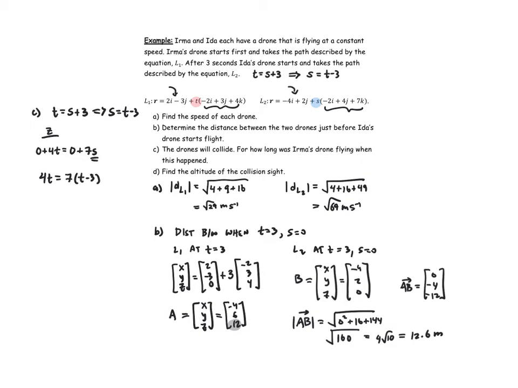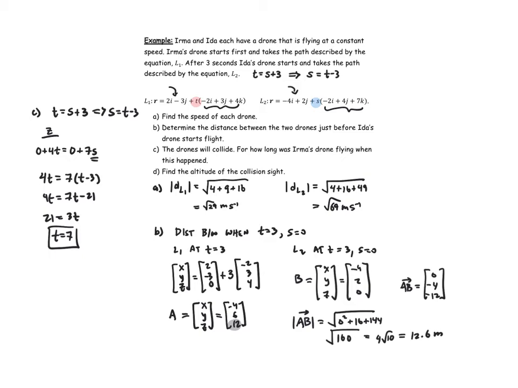All right, and I'm just going to solve. Okay, so what I get is 4t equals 7t minus 21. Therefore, 21 is equal to 7t minus 4t, which is 3t, and thus t equals 7. So the collision happens when Irma's drone has been in the air for 7 seconds.